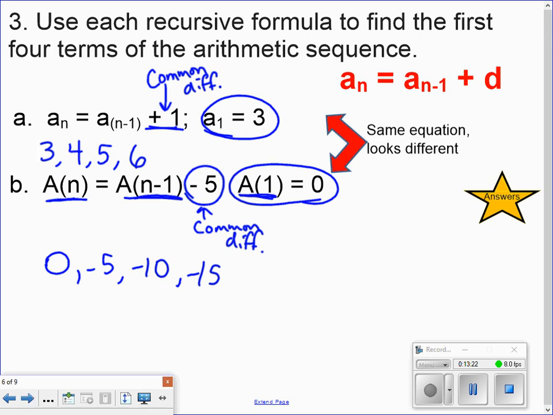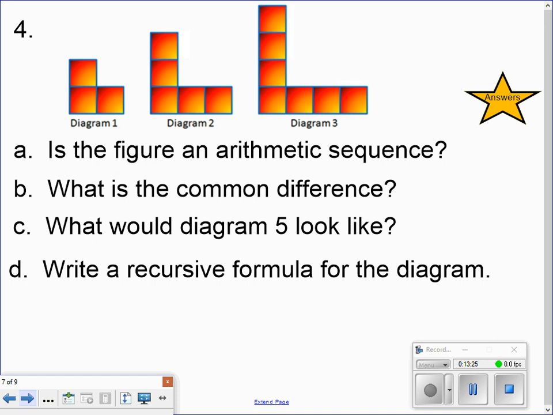All right. Is the figure that we see here an arithmetic sequence? Okay, if it's arithmetic, remember that what we will see is a common difference of addition or subtraction. So here we have 3 squares. Here we have 5. And here it looks like we have 7. So do we see a common pattern here? And we do. We see that from 3 to 5, that's plus 2. From 5 to 7, that's plus 2. So yes, we have an arithmetic sequence.